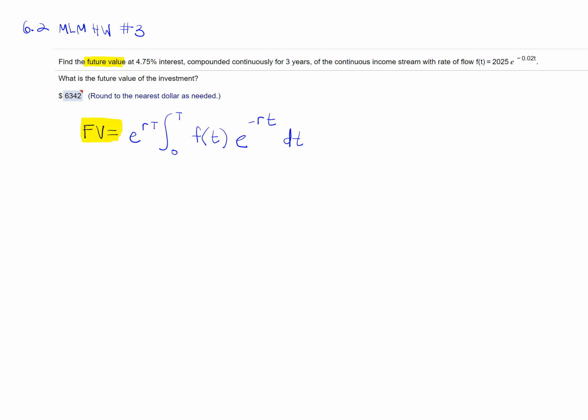And it's kind of intimidating at first. Let's talk about the pieces here. So lowercase r is the interest rate. So our lowercase r in this case is going to be 4.75% written in decimal form. And capital T is the number of years that have passed. So we're told we're doing this for 3 years. So capital T is 3 years. We also see in here an F of T. So that's your income stream formula. So F of T is this rule right here that happens to have its own e in it.